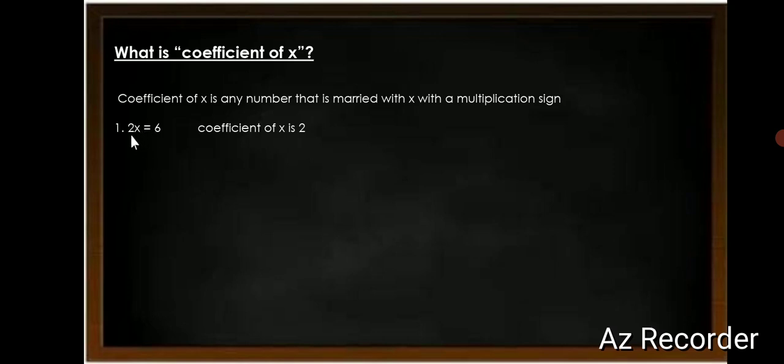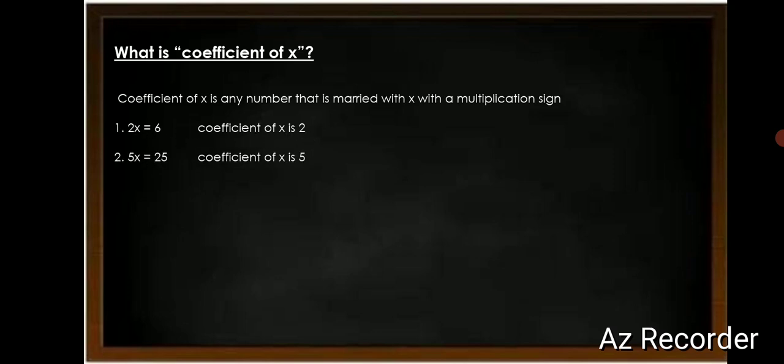In mathematics, when two things are joined together or frozen together like this, it simply means there is an invisible multiplication marrying them together. So we can say that 2 times x was what gave us 2x. So coefficient of x is any number that is married with x with a multiplication sign. So in this case, the coefficient of x is 2.